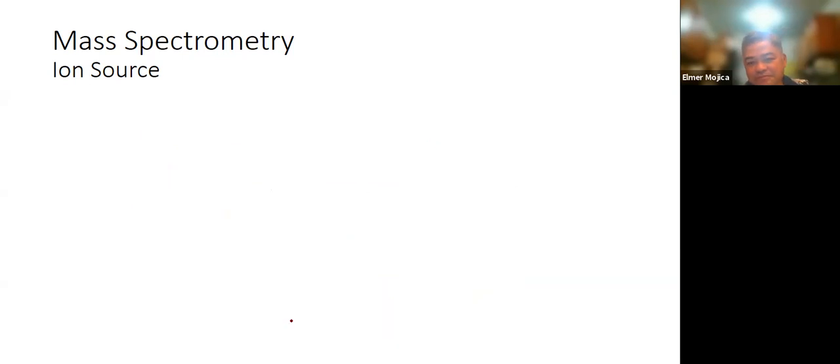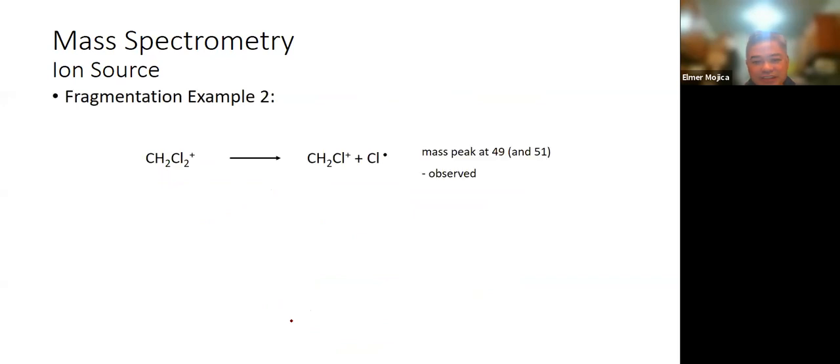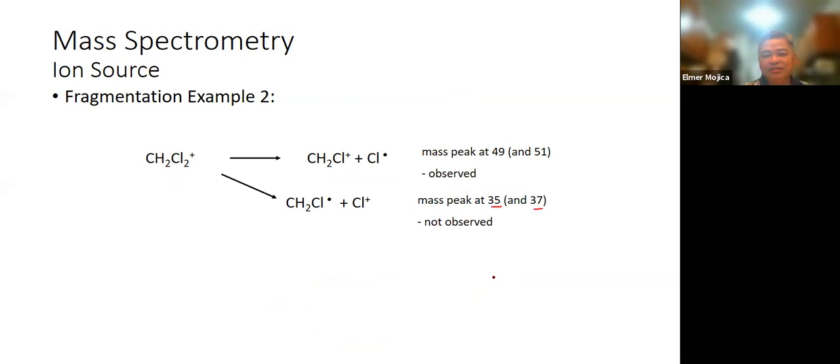Okay? Now, another way we can look at it is if we have this. So they found out that you have a mass peak at 49. Okay, and 51, or a mass peak of 35 and 37. So hindi nila na-observe to. So ibig sabihin, hindi nila ma-observe ito. But they will always observe this one, which corresponds to 49 or 51, depending on the isotope.